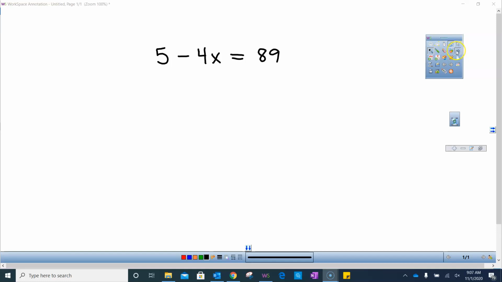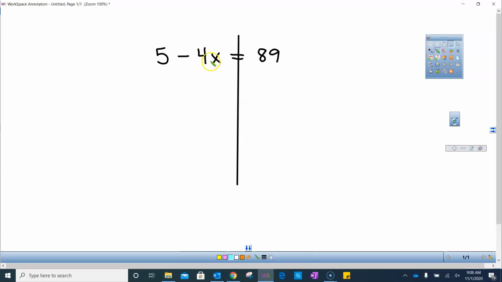All right, so we have this two-step equation that we're going to solve using algebra. Our equation is 5 minus 4x equals 89. I'm going to start by separating the left side of the equation from the right by just drawing a line down there through the equal sign.